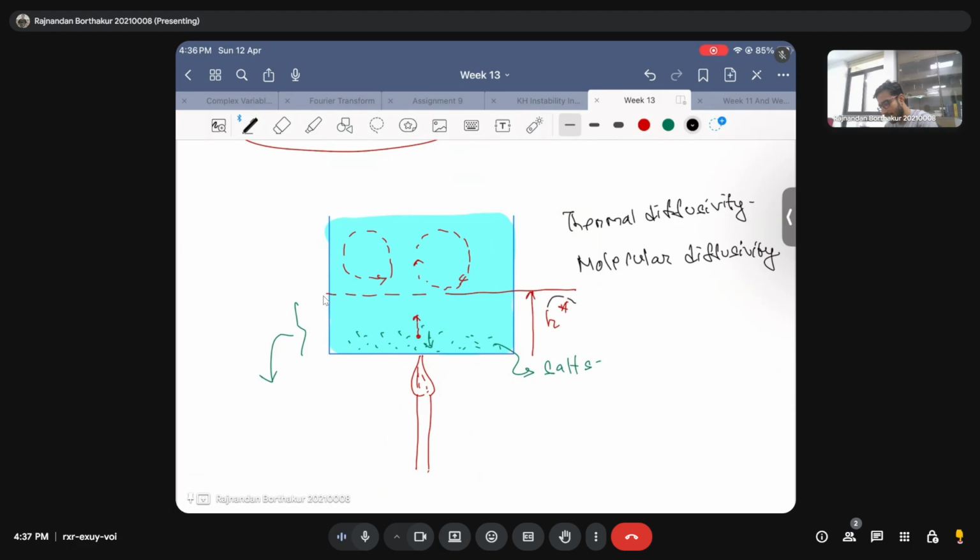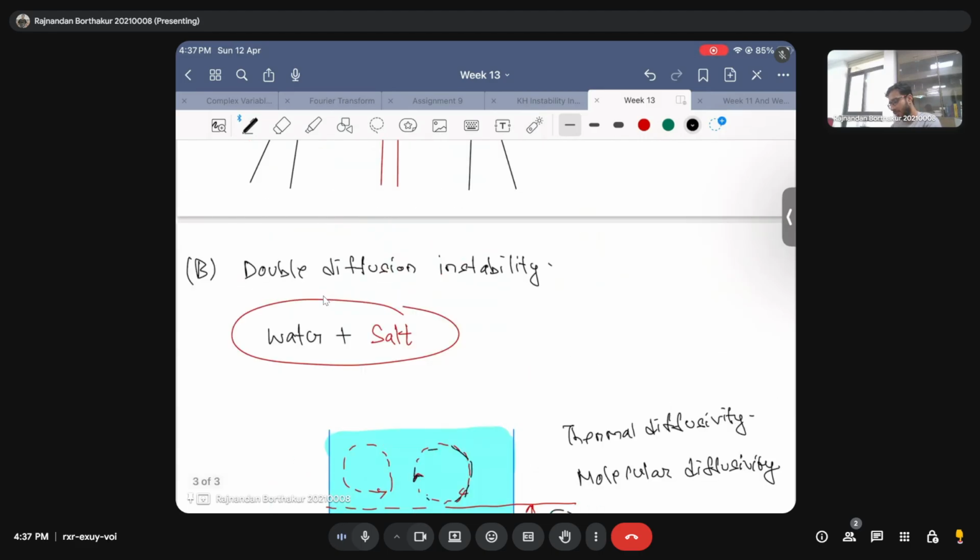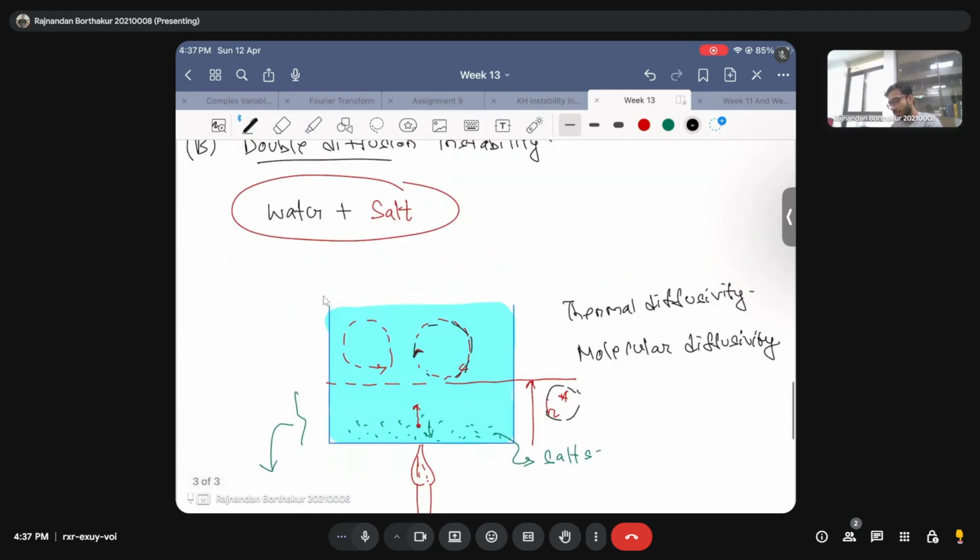After a certain h star, this will move up and then create this recirculation, Jones order Bénard cells. Okay, so this is what happens when you have a solute that is dissolved in water. And this effect is known as double diffusion. Since there are two diffusivities involved, that's why this problem is called a double diffusion instability problem.